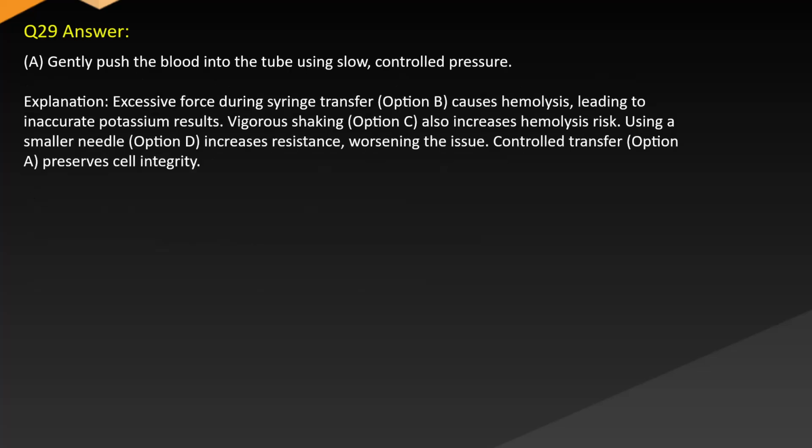Answer A, gently push the blood into the tube using slow, controlled pressure. Explanation: excessive force during syringe transfer, option B, causes hemolysis, leading to inaccurate potassium results. Vigorous shaking, option C, also increases hemolysis risk. Using a smaller needle, option D, increases resistance, worsening the issue. Controlled transfer, option A, preserves cell integrity.